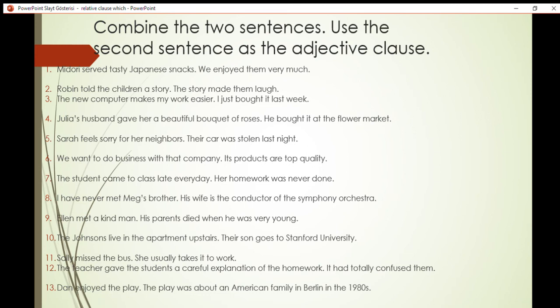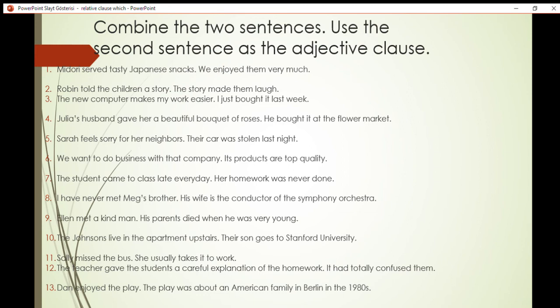Now, there are 13 sentences in this exercise. Each of the 13 questions has 2 sentences. For each question, we're going to combine those 2 sentences using the second sentence as the adjective clause. Let's take a look at the first one.